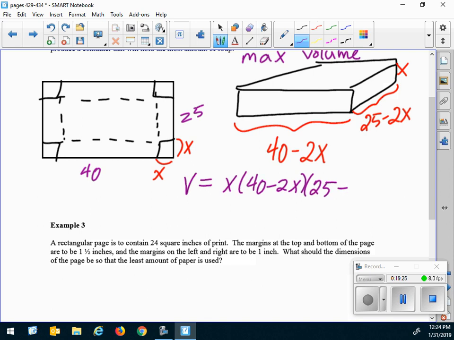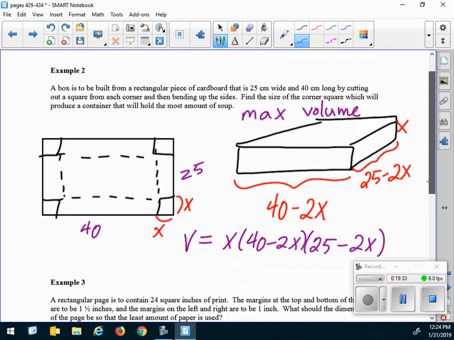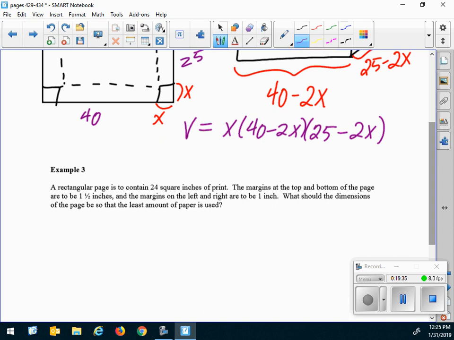Now, here's my question. Do we need a secondary equation? We don't. Number one, we don't have any information to give us a secondary equation. Number two, how many variables do we see sitting here? Just one, just the x. So we're going to take the derivative. But if I leave it like that, I have to do the product rule, and that's going to be a bear. So we're going to multiply it out.